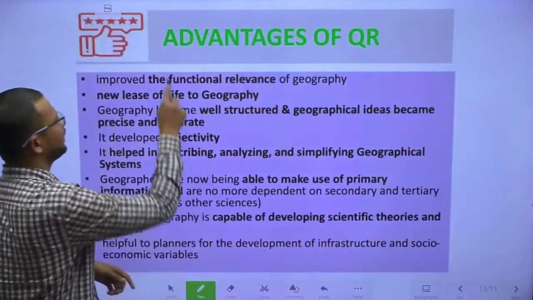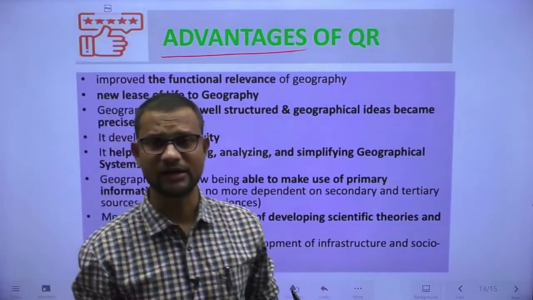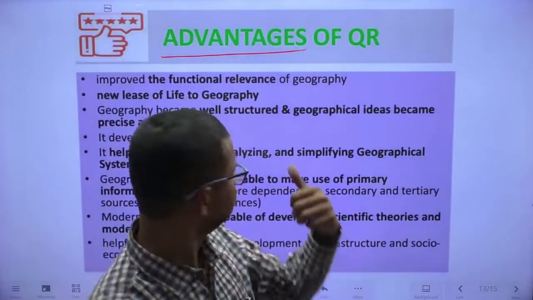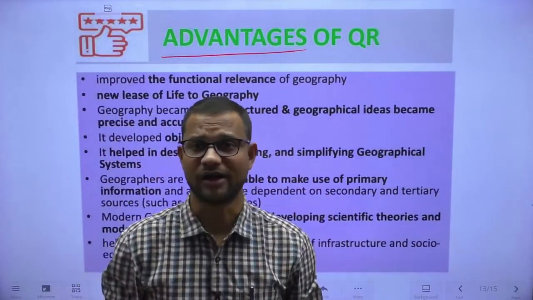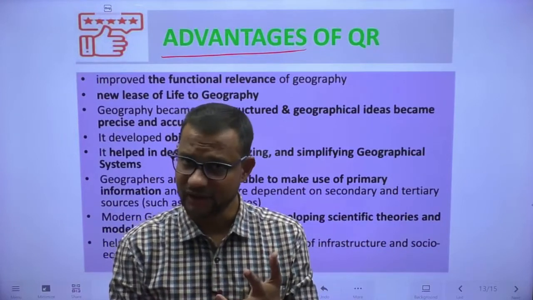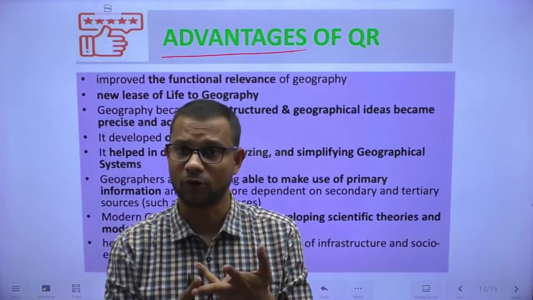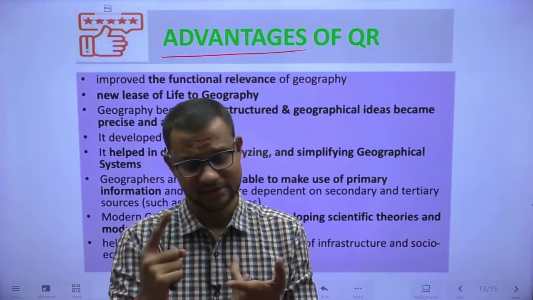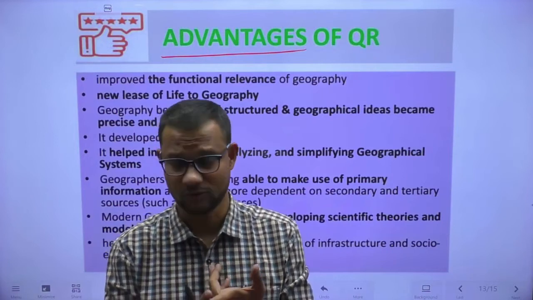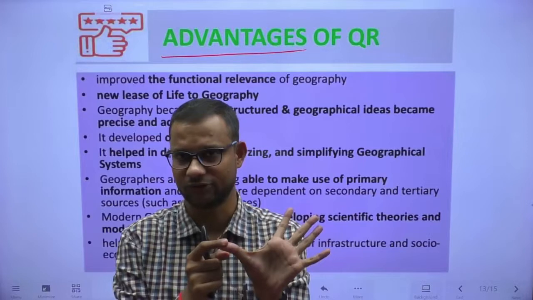Next, advantages of quantitative revolution. I think everyone is quite clear with the understanding of the quantitative revolution: what exactly it means, why there was a need for the quantitative revolution, the different approaches or methodologies involved, and then the different phases. The geographers you just can't forget, so keep them in mind.